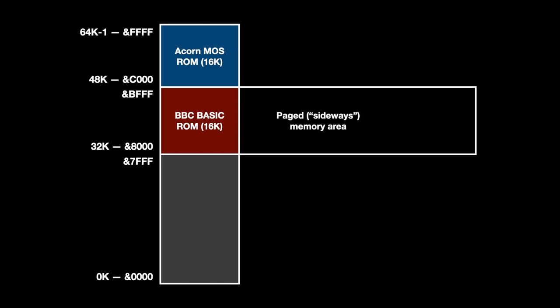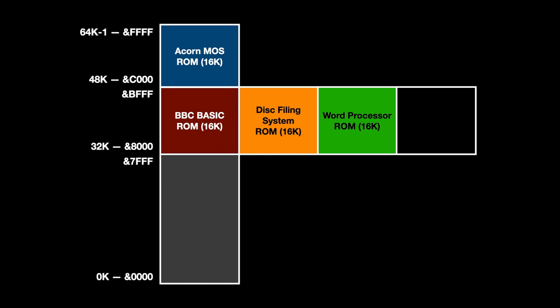The paged or sideways ROM area is the part where BASIC is, from 32K to 48K in the memory map. The Electron has some special hardware to swap in different banks of 16K memory at this spot, such as a filing system or application.